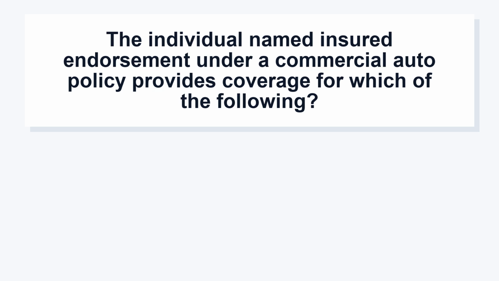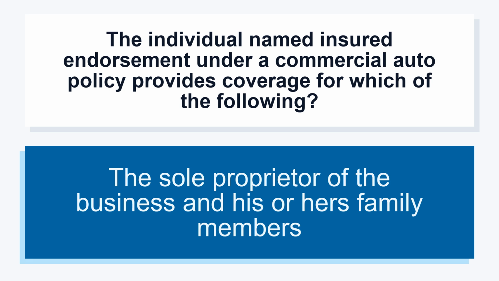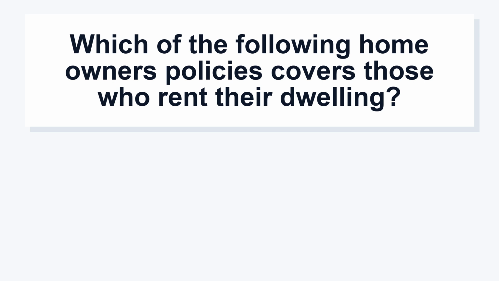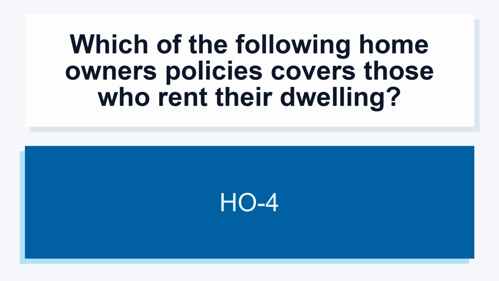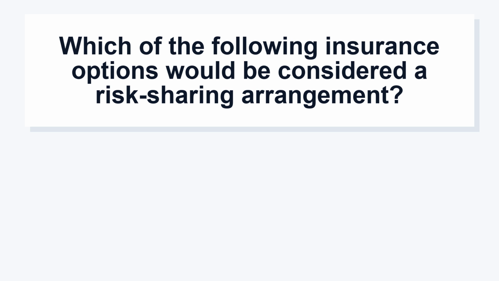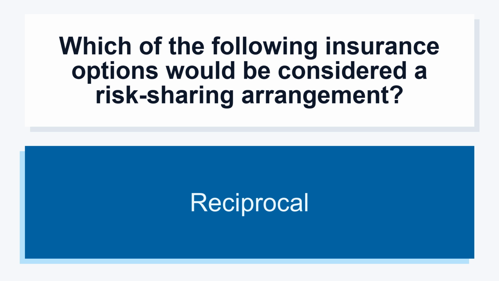The individual named insured endorsement under a commercial auto policy provides coverage for which of the following? The sole proprietor of the business and his or her family members. Which of the following homeowners policies covers those who rent their dwelling? HO4. Which of the following insurance options would be considered a risk-sharing arrangement? Reciprocal.